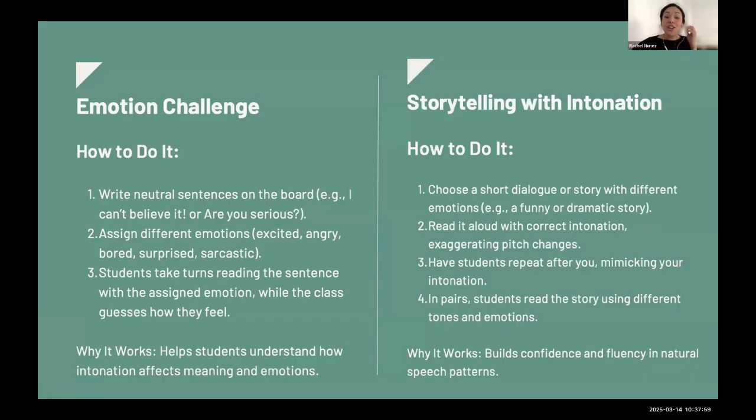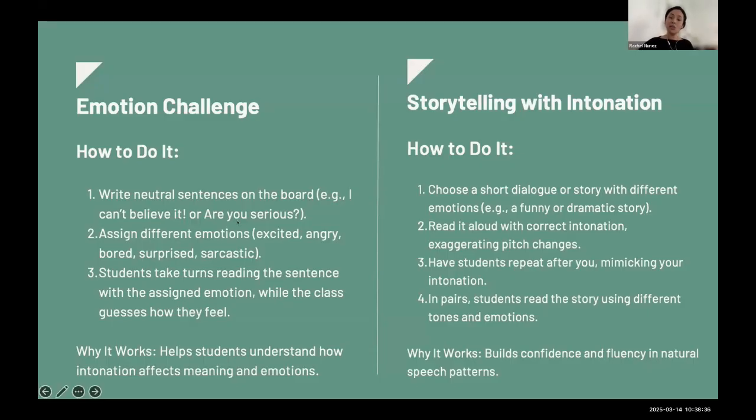And then students would take turns reading the sentence with the assigned emotion while the class guesses how they feel. So for example, if I assign excited to Paula, I would say, okay, Paula, read this sentence I just put on the board and sound excited. I can't believe it. Are you serious? And then angry, be like, I can't believe it. Are you serious? And the rest of the class would then have to guess which emotion their classmate is portraying. So this is really great.